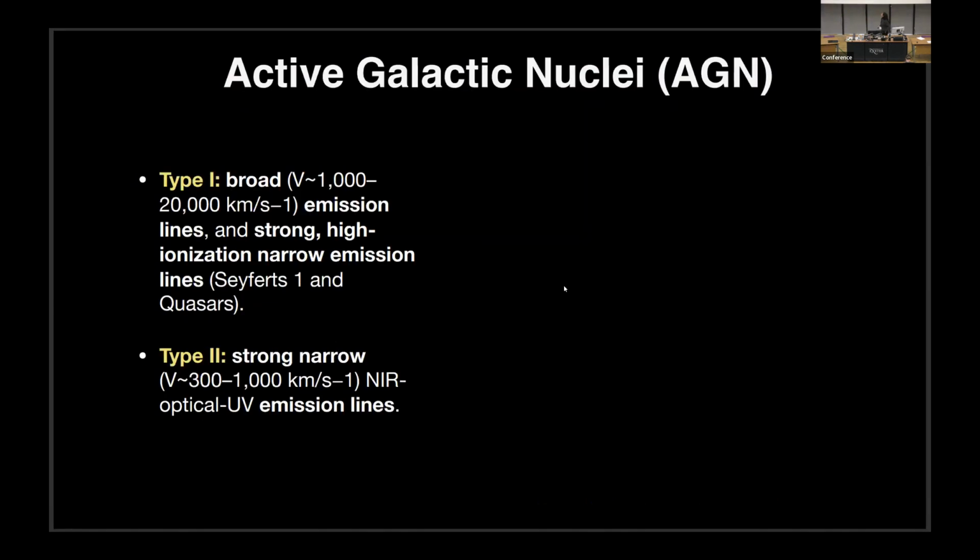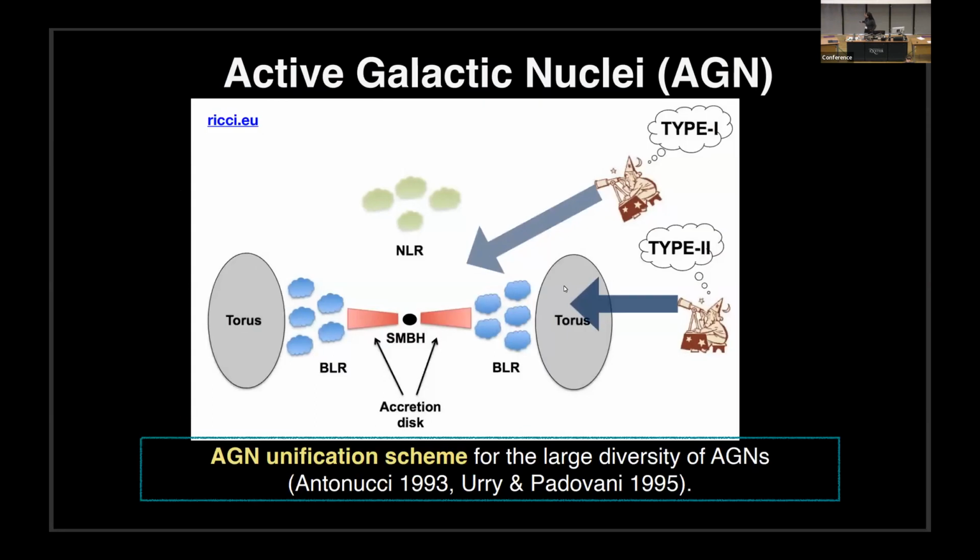And okay, so at some point, we knew about many kinds of these galaxies, and there were two in specific where we could put them all: the type 1 that presented broad emission lines, and the type 2 that had narrow near infrared and optical UV emission lines. And at some point, Antonucci, Urry, and Padovani in 1993 and 1995 proposed this theory of the AGN unification, where they say they are actually the same kind. It's just that we are looking at them from a different point of view.